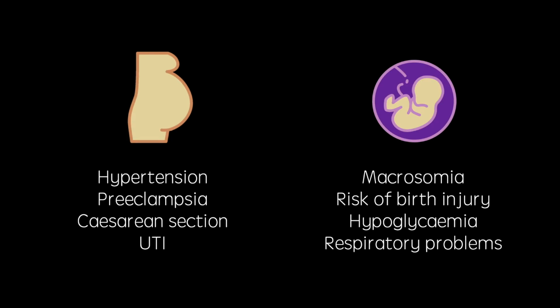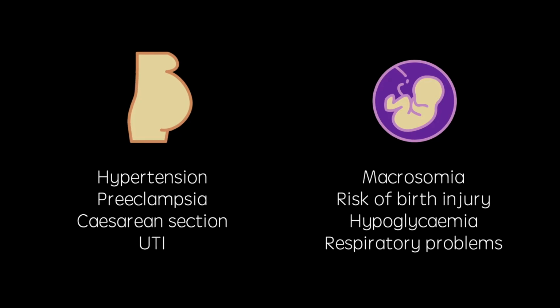Symptoms for an expectant mother include hypertension, preeclampsia, a form of gestational hypertension, caesarean section, and urinary tract infections, while symptoms for the fetus include macrosomia, a large birth weight, risk of birth injury, hypoglycemia, and respiratory problems.